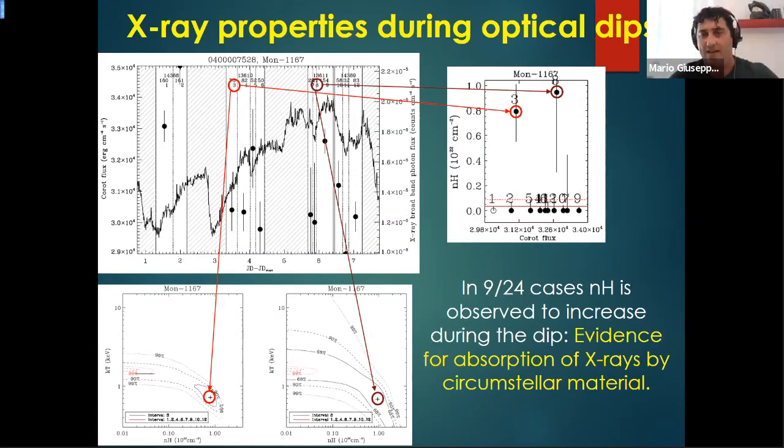We have done this calculation, and in this case we were looking for variations of the X-ray absorption, the NH, which is 0 during all the time intervals with 2 exceptions. And in particular, in both cases, in these 2 intervals we have optical dips. And in this case, as you can see here, the increase of the NH is also significant. So we have here a very nice evidence for a simultaneous increase of the optical extinction and the X-ray absorption, and also evidence for the capability of the circumstellar material to absorb the X-ray photons, which is useful for several theories, like for instance, the photoevaporation of the disks.